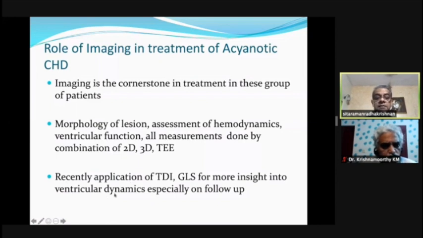Recently, there is now data available of application of tissue Doppler imaging, global longitudinal strain for more insight into ventricular dynamics, especially on follow-up in these group of patients. Unlike the adults, where it is deluged with information about TDI and GLS, it is gradually appearing in pediatric practice also, and they are being utilized in a certain subset of patients. For example, assessment of right ventricular function, etc., in the setting of acyanotic or cyanotic congenital heart disease.